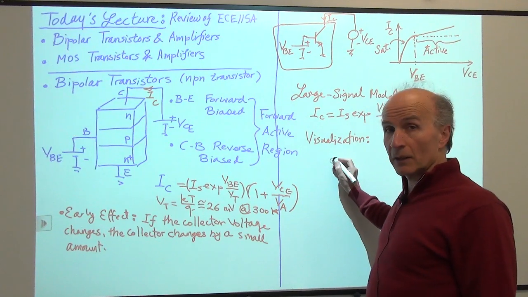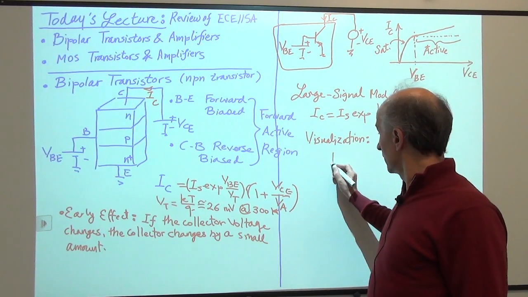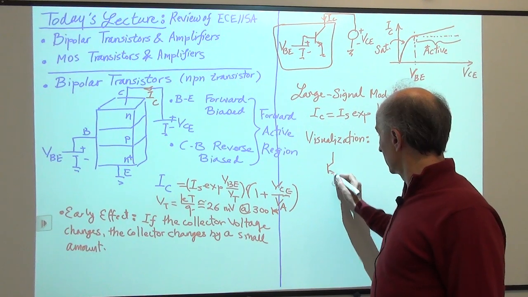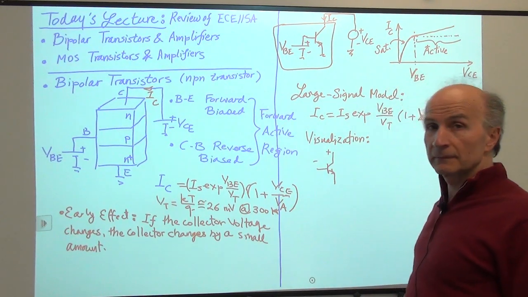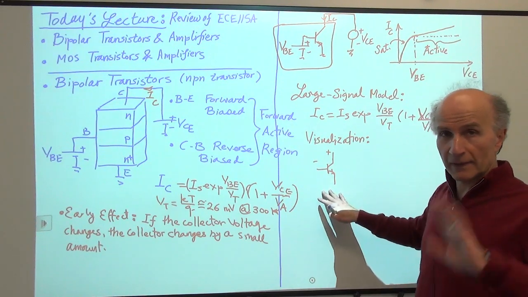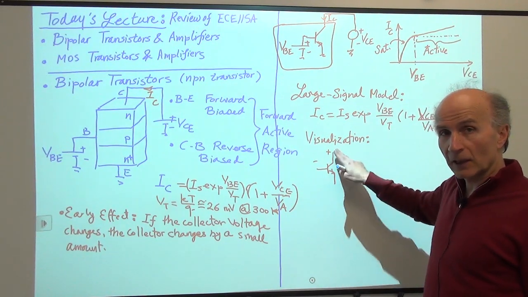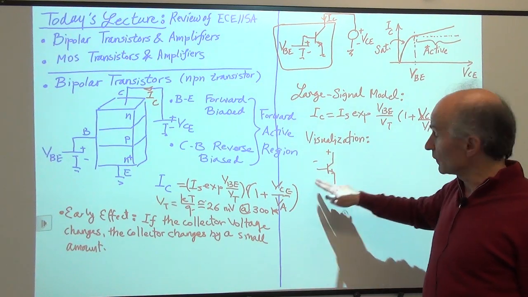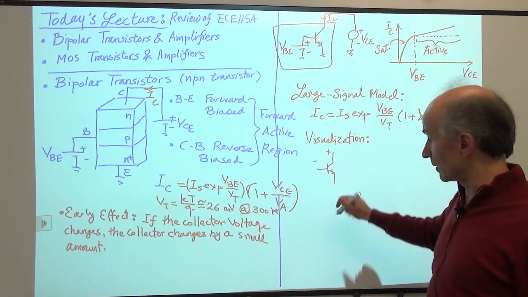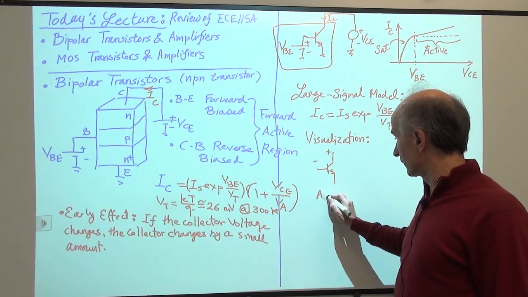So if we are in forward active region, we expect something like this. The base emitter is always forward biased, that goes without saying. And the collector base is like this. Collector is higher than the base. So we say we are in forward active region. So we'll write here active.